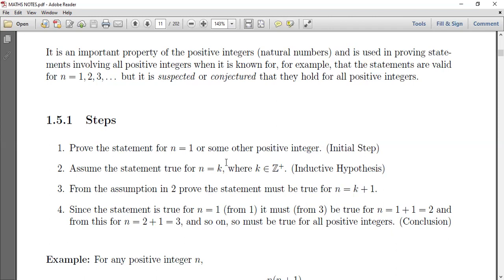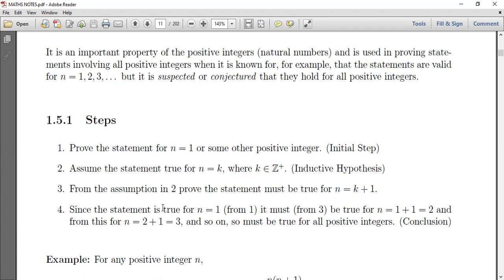Then the important part of the proof is step number 3, whereby you are using your assumption in step 2 to prove that the statement is also true for n equal to k plus 1. If you are able to show that from your assumption in step 2, the statement is true for n equal to k plus 1, then you have done the proof. Then you make a final conclusion, which is step number 4.